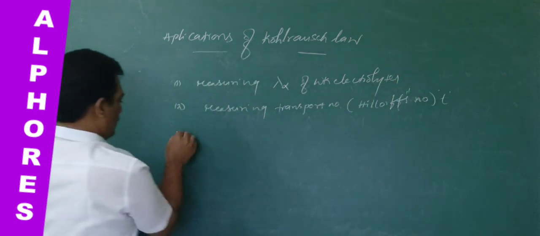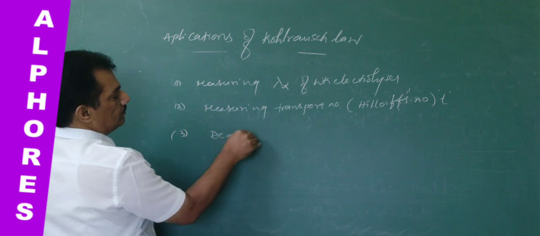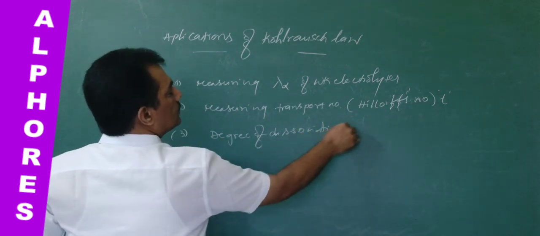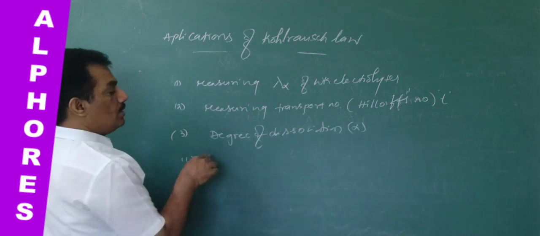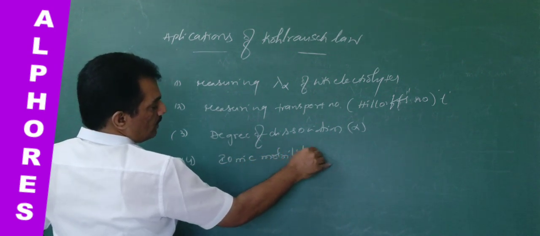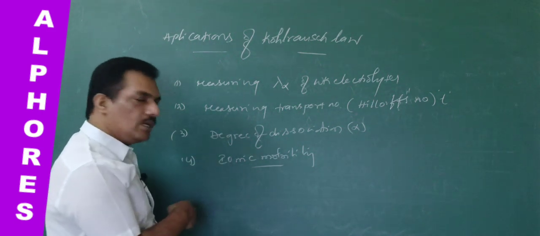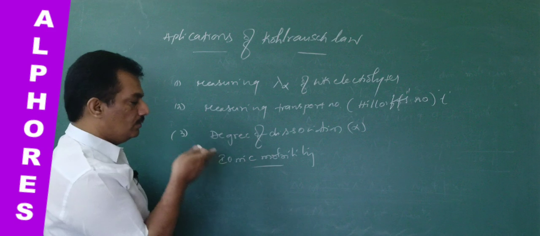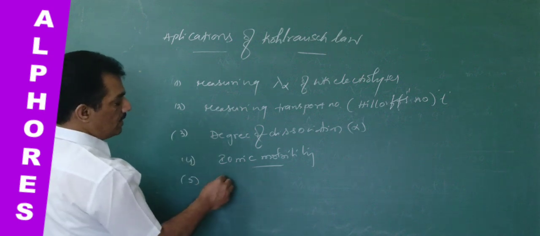The third one is in measuring the degree of dissociation of weak electrolytes, that is, alpha. The fourth one is in measuring the ionic mobility. If you recollect, this ionic mobility has already been used in finding the ionic conductance: ionic mobility into Faraday, or 96,500, is the conductance of the ion.